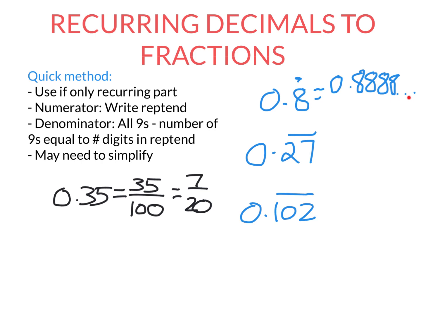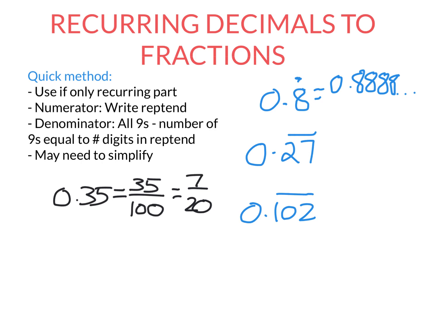Unfortunately, for something like 0.8 recurring, there is no last digit after the decimal place. So we don't know what power of 10 we can put on the bottom. This method for terminating decimals isn't going to work for recurring decimals. But fortunately, there is a quick method.